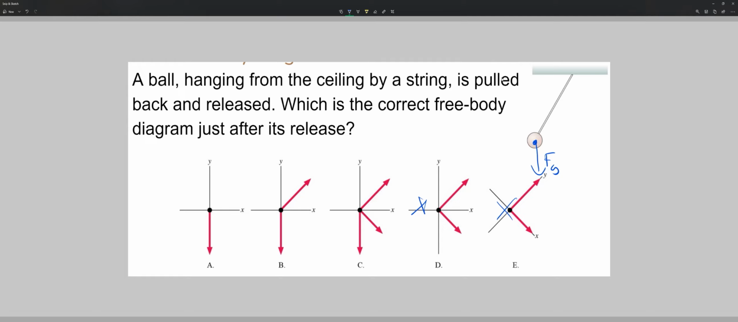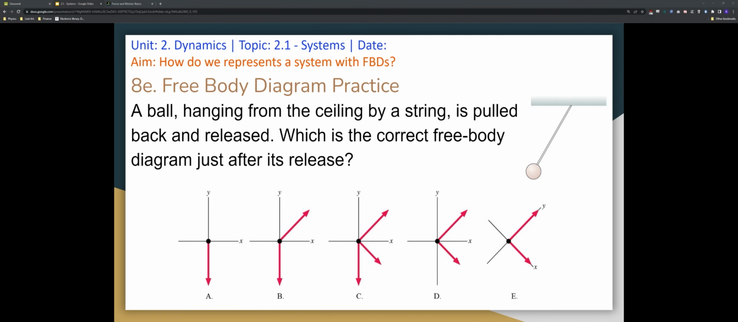And then you have a tension force along the rope, which applies a force on the ball. So you have a tension force there. And really the only diagram that looks like that is B. So B is the correct one.